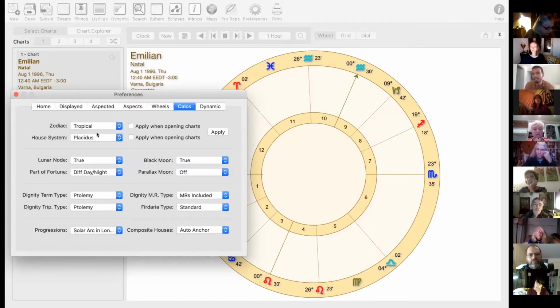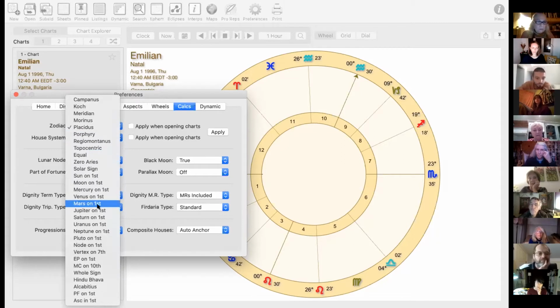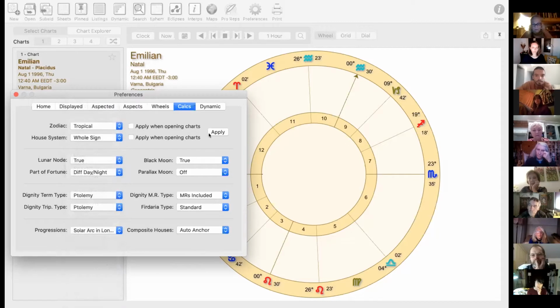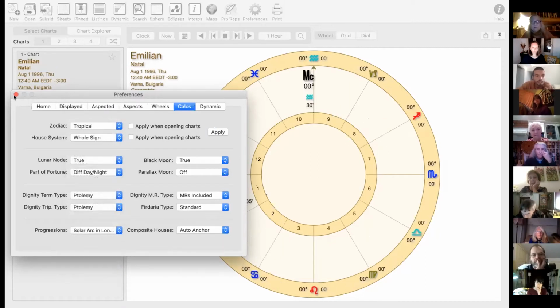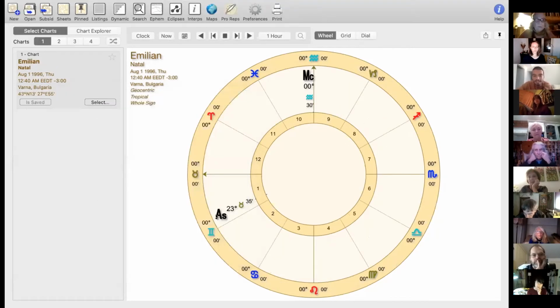In my opinion, it's going to work no matter which way you do it, but it does make sense. I'm not really going to go into the framework and the philosophy behind which house system, but I'm just going to move it into the whole sign house system. Thank you. Okay. You'll see that the only difference this really makes is that you start at 0 degrees in each house, and it simply shows you where the angular houses are actually placed.